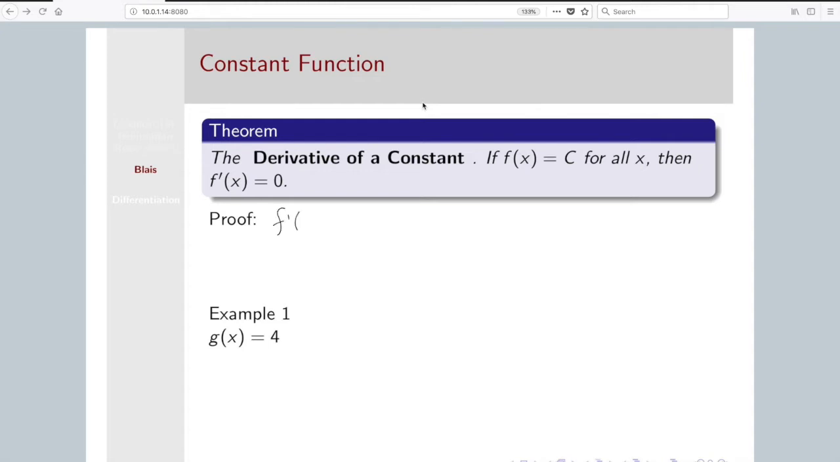of a function, so if we're given f of x, its derivative is the limit as h approaches 0 of f of x plus h minus f of x all over h.